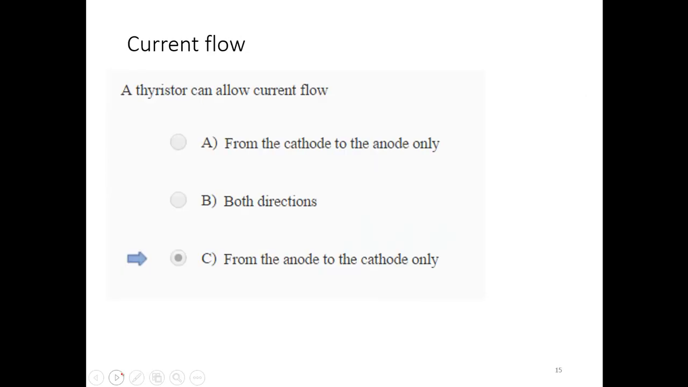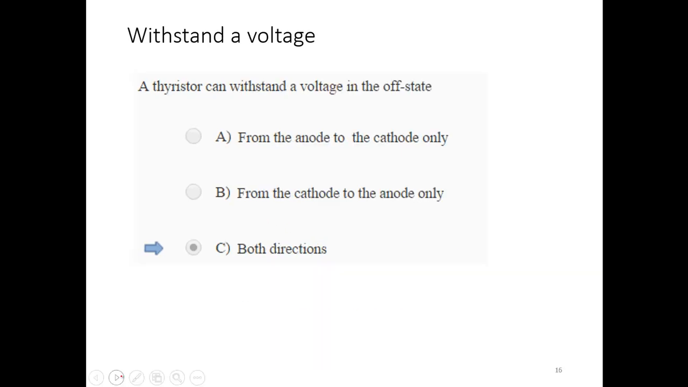The thyristor current flows basically from the anode to the cathode only. It cannot go the other direction. A thyristor is only one way, unidirectional current. Bipolar transistors also conduct in only one direction, but a MOSFET has a built-in diode, so current can flow in both directions. But in a thyristor, current can flow only from anode to cathode.